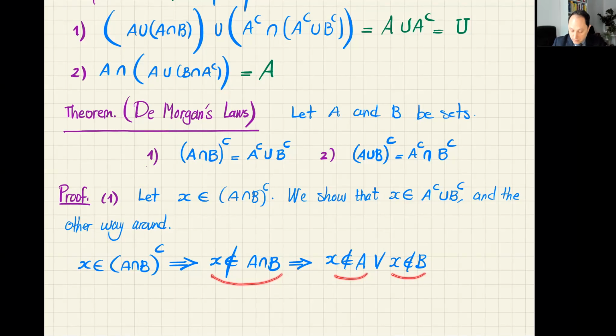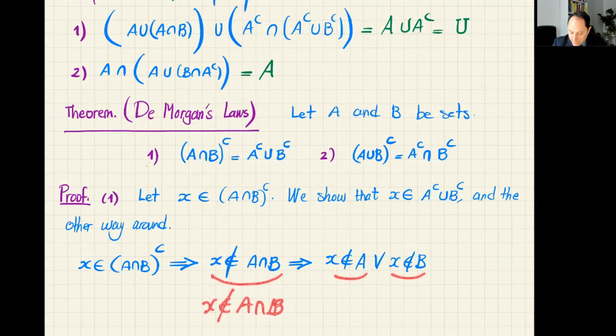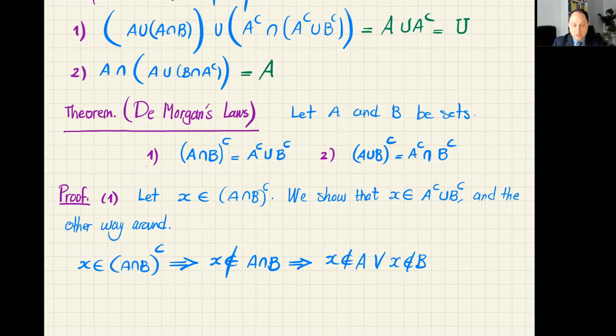So let me just correct myself. When you say that X does not belong to the intersection, it means that it is not in at least one of them. Because if it is in both of them, it has to be in the intersection as well. But now you are saying that it is not in the intersection, so it means that at least it is not in A or not in B. Is that understandable for everyone? Yes. Okay.